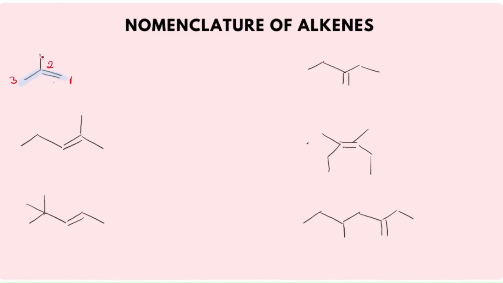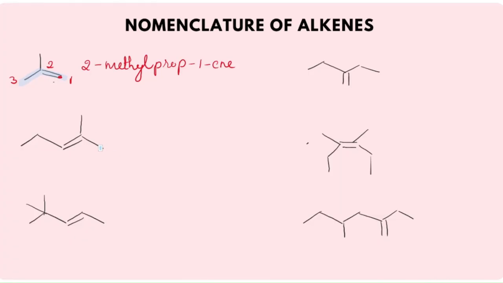Now, at the second position, you see that there is a methyl, a substituent. So, it's a prefix. How do you call it? 2-methyl. Since there are 3 carbons in the longest chain, prop-1-ene, because the double bond is at the first carbon. That's why. You can even name this as 2-methyl-1-propene. Both are correct.